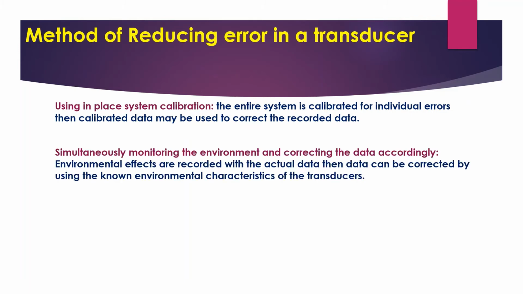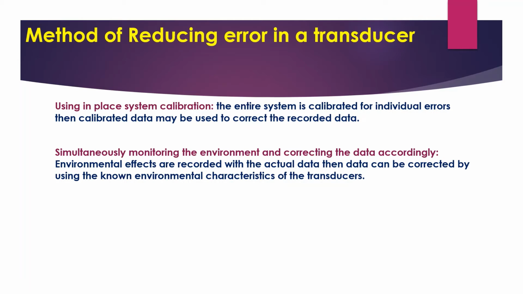Next is simultaneously monitoring the environmental condition and correcting the data accordingly. A very good example of this is an air conditioner, AC, in our home. For AC you can set a temperature, say 17 degrees. The function of the air conditioner is to keep the room temperature at 17 degrees. If only one person was there, of course 17 degrees was maintained, but if several persons come into the room, the room temperature increases.